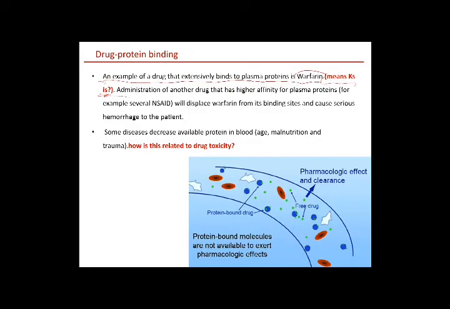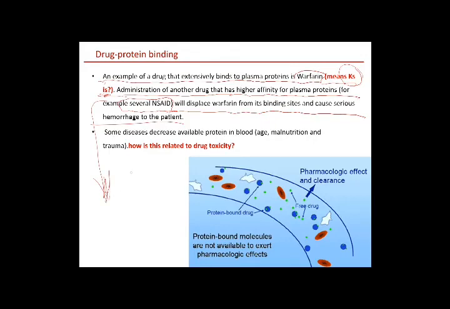Now, an example of a drug that is extensively protein bound is warfarin, which means its Ks value is very high, because higher Ks means higher complex stability. So warfarin has a very high Ks, or Kf, or just K. So administration of another drug that has high affinity for plasma protein, like many non-steroidal anti-inflammatory drugs, will displace warfarin from its binding site and cause serious hemorrhage.